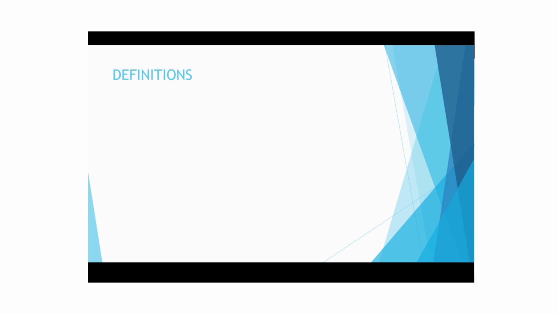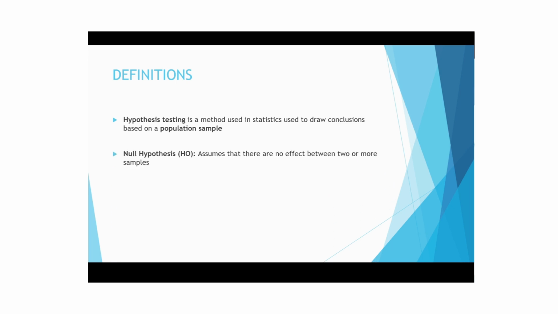Before we dive into the steps of hypothesis testing, let's start by looking at some key definitions. Hypothesis testing is a method used in statistics to draw conclusions about a population based on a sample. Essentially, it helps us make decisions or inferences using data rather than relying on assumptions or guesswork. Next, we have the null hypothesis, often represented as H0 here. This assumes that there is no effect or no difference between the groups or variables. For example, it might state that two population means are equal.